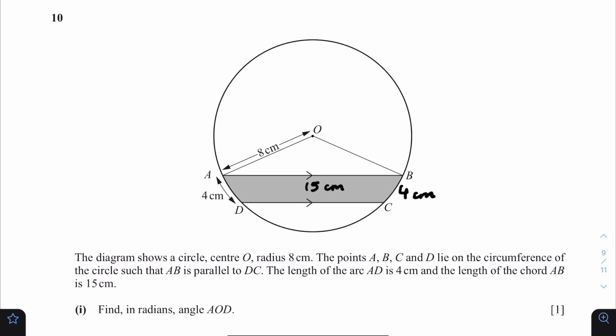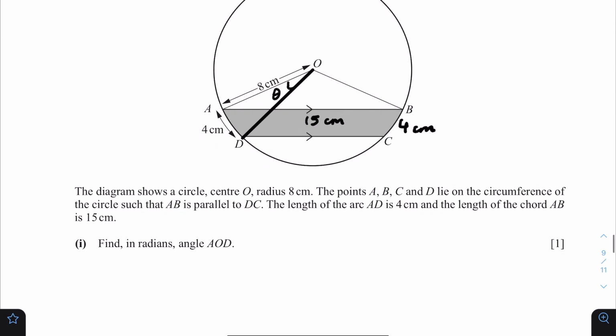They're asking us firstly to find in radians angle AOD. AOD is this angle over here, this little pizza slice. Let's call it theta. We know that the arc length of a sector is found by taking the radius and multiplying it by the angle inside. So 8 theta is equal to 4, and therefore theta is equal to 4 over 8, which is equal to 0.5 radians.